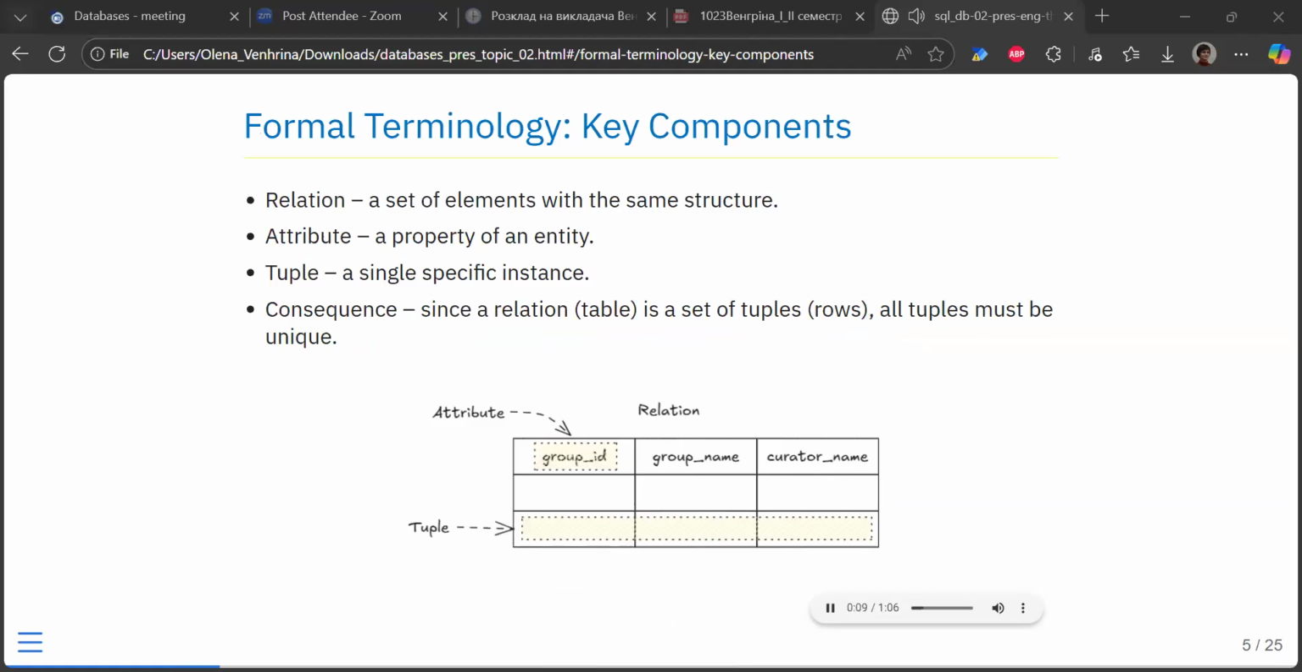Its key structural components. First, relation. This is the formal academic name for what we all intuitively call a table. In Codd's theory, a relation is a set consisting of elements of the same structure.